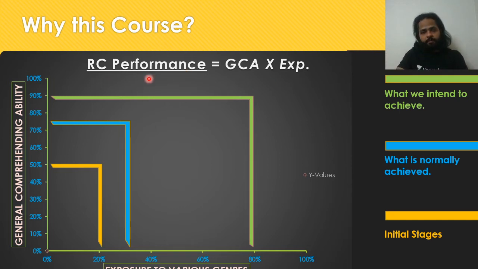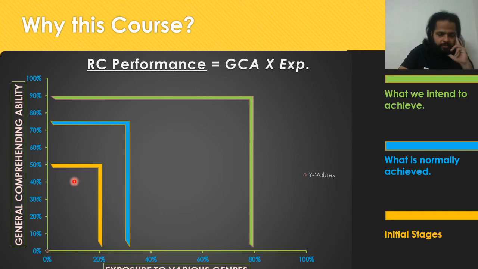So your RC performance basically depends on two key factors: first, your comprehending ability in general; second, how much you have been exposed to the various genres of literature. What are these various genres? Psychology can be one genre, science and technology can be another, then you have history, and many other genres, right? So your exposure depends on a lot of these genres.